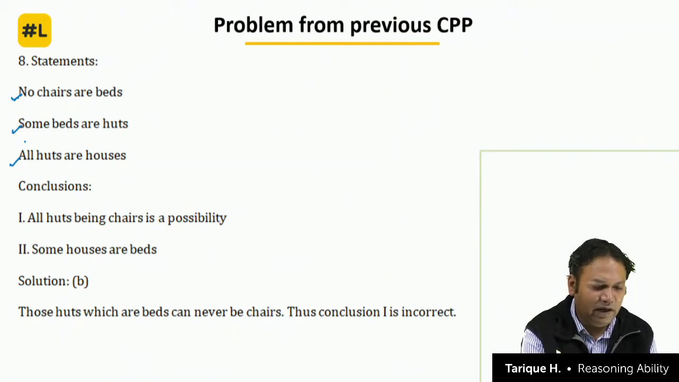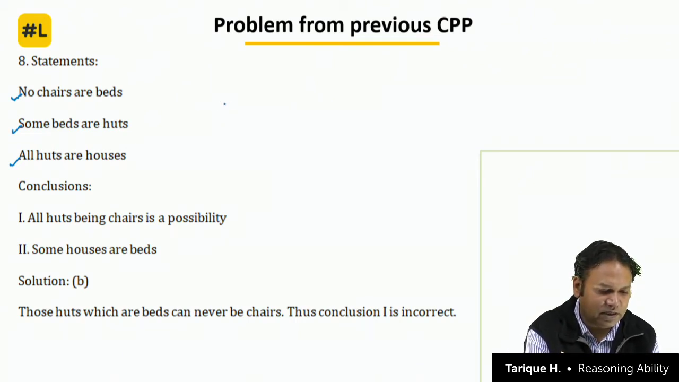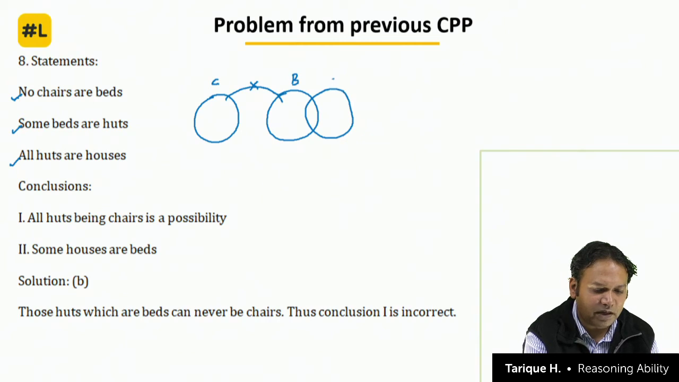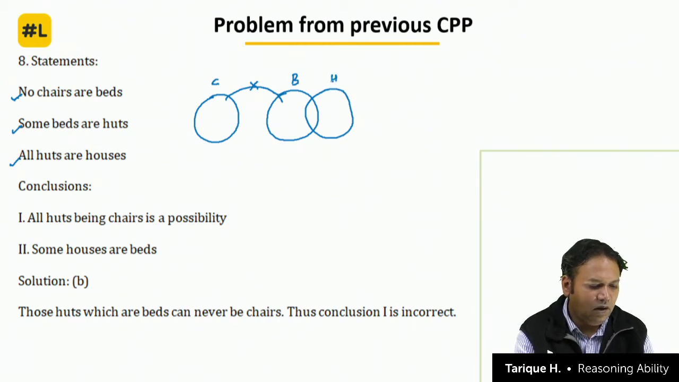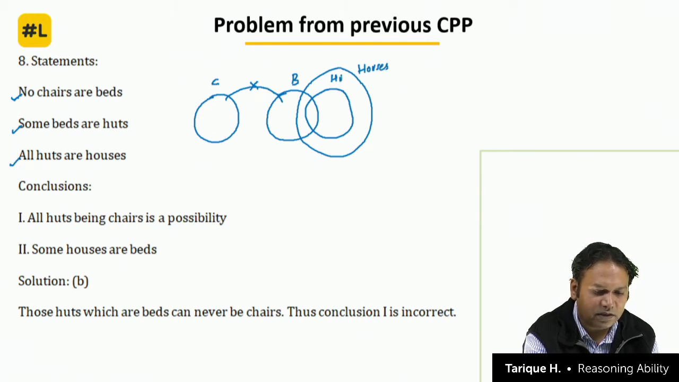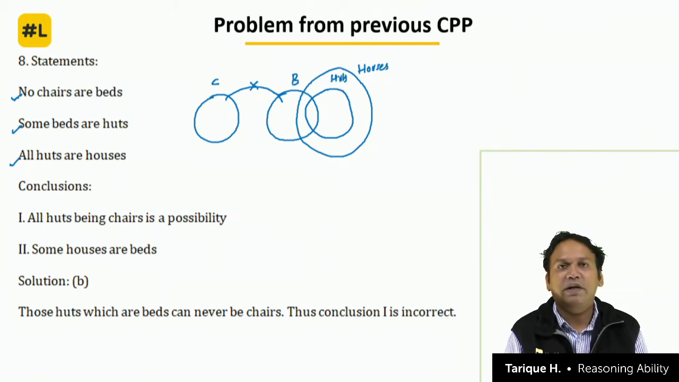So let's see here, if I make a Venn diagram for this particular case. No chairs are beds. This is a circle for chairs and this is a circle for beds. No chairs are beds, and some beds are huts. So we can put it here, some beds are huts. All huts are houses, so huts will be inside houses. Here we have huts, beds, chairs, beds, huts and houses.